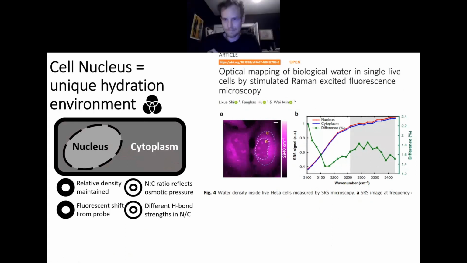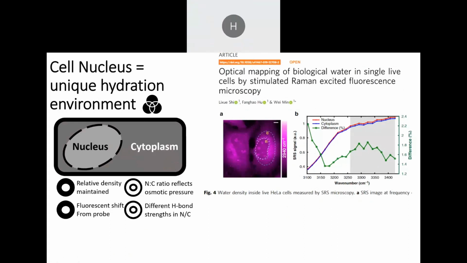I guess I'm kind of trying to understand more intuitively what a 0.02% difference in signal means. Yeah.